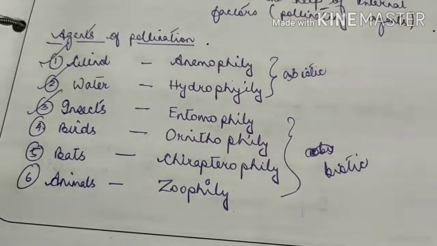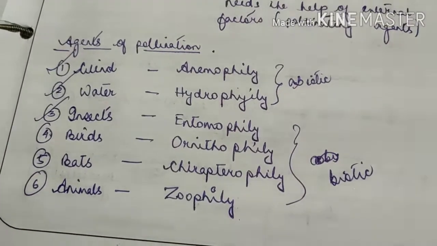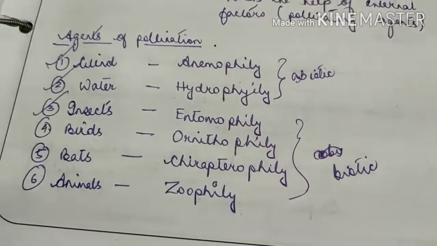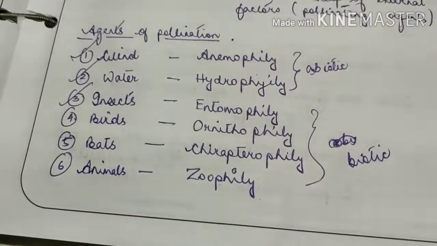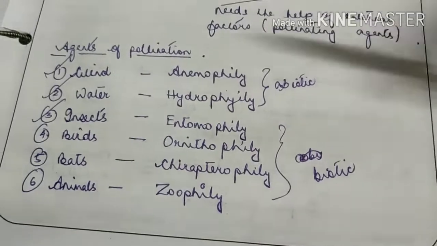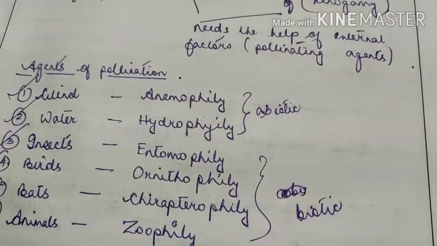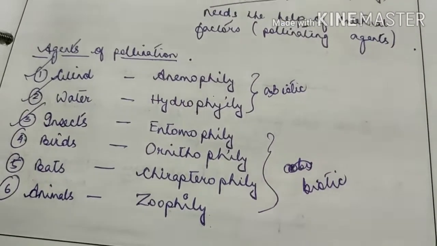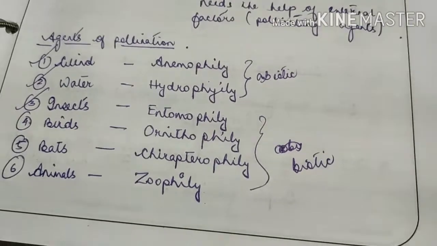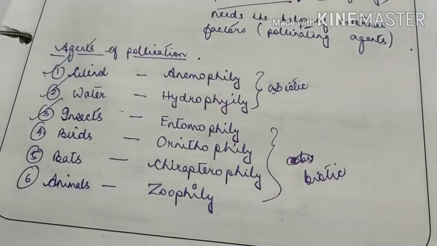For example, if the flower has to be pollinated by wind, the pollen grains will be very light. The anther will be exposed, and the pollen grains will be very light and hairy, so that they can fly with air. If it is water pollinated, then they will be covered with a protective layer, so that they do not get damaged by the water, and they will be light so that they can float in water.